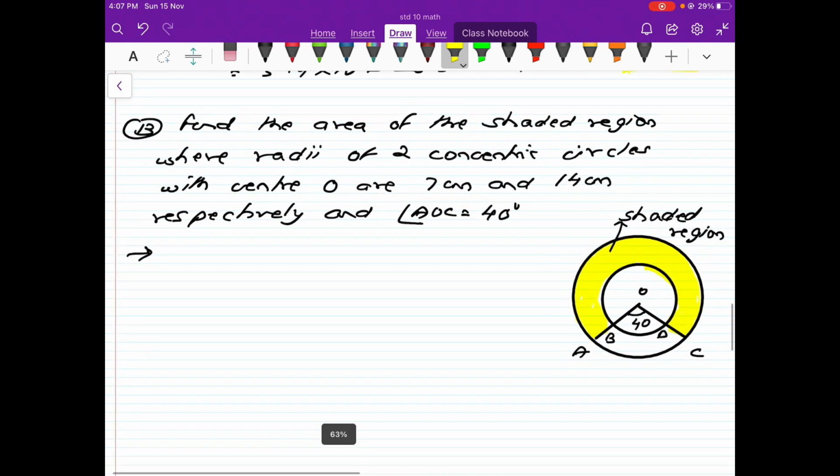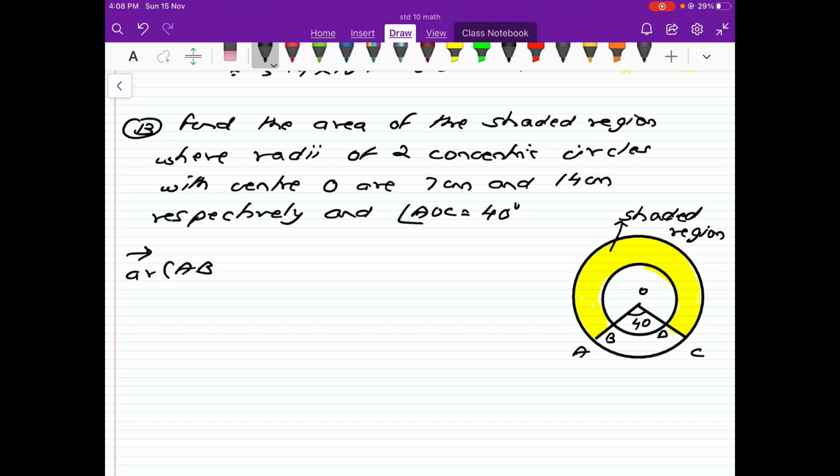Now we come to one more sum. This is the 13th one. Find the area of the shaded region where the radii of the two concentric circles with center O are 7 and 14 centimeter respectively. So the region is ABCD. We'll do this part by part.